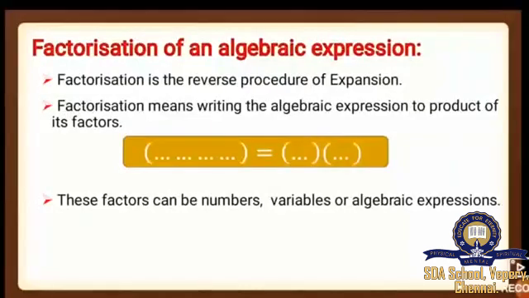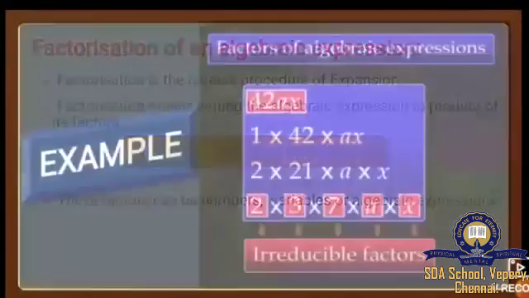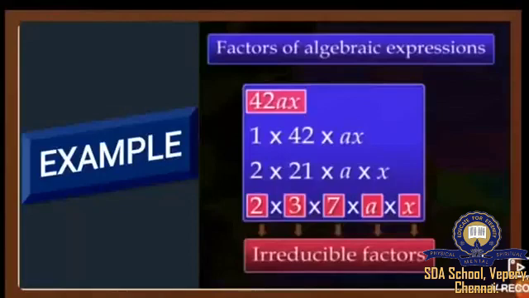As we saw, factorization is the reverse procedure of expansion. Factorization means writing the algebraic expression as a product of its factors, which means if you have an algebraic expression here, you can write this expression as a product of factors, right? And these factors can be numbers or variables or algebraic expressions. So now let us see an example of how to factorize an algebraic expression.